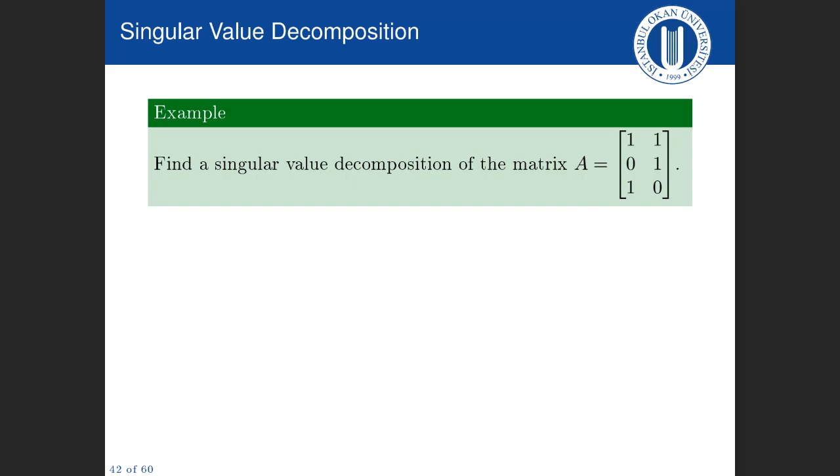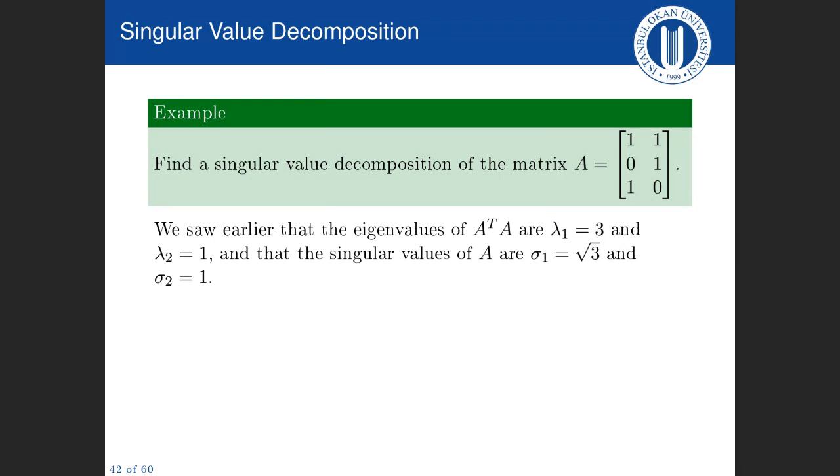Okay, so let's do some examples. Find a singular value decomposition of this matrix. We've looked at this matrix earlier and we've seen that the eigenvalues of A transpose A are 3 and 1, and that means that the singular values are root 3 and 1. Biggest one first and then the smallest one second.